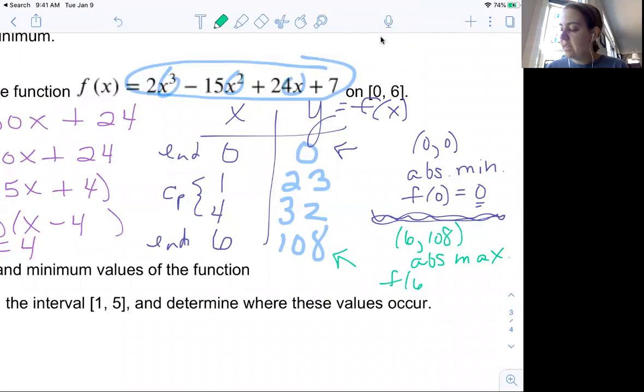F of 6 equals 108. This is your absolute maximum. So the maximum value is 108. The x coordinate where that occurs is 6. So a lot of plug and chug for these problems. I hate that expression, but it's what we're doing.